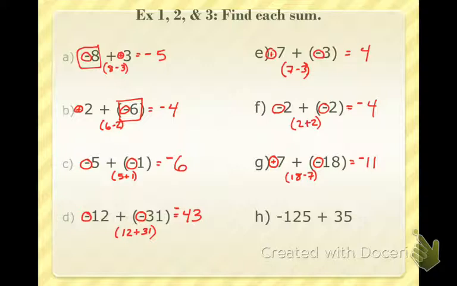H, we have a negative and a positive, again opposite signs. So in your head you do 125, or write it out because these are bigger numbers, minus 35. And you're going to subtract them. 125 minus 35. And that would be 90. And the negative 125 is bigger, so you're going to put a negative sign right there.